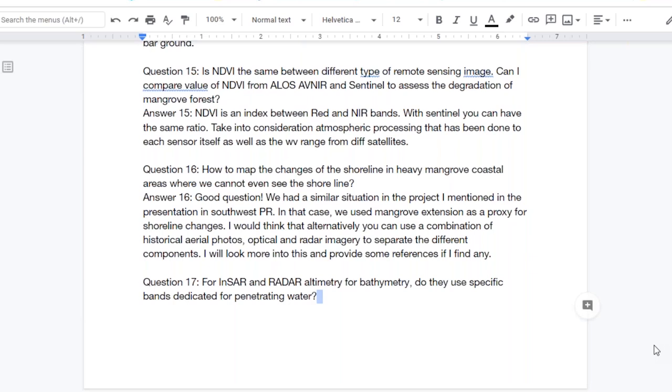I would think, and this is just my guess, that alternatively you can use a combination of historical aerial photos, and then maybe combining that with the aerial photos from, let's say, the 30s or 40s or 50s, with optical data, and you have Landsat data from even the 70s, and obviously more recently. And then also if there's radar imagery, it can probably be used to separate some of those components. So I'll look a little bit more into this and provide some references if I find any.